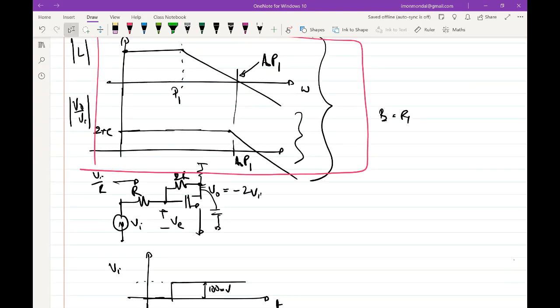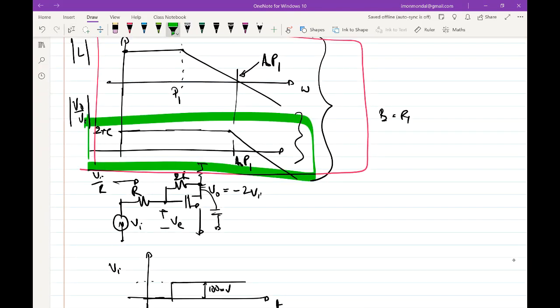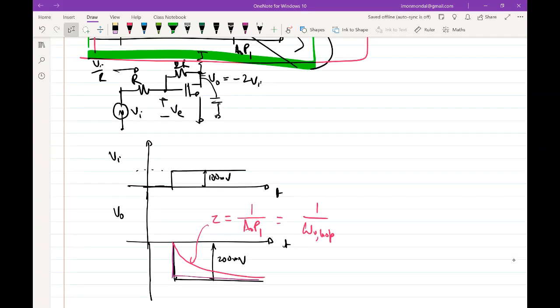So this is the response of your closed loop system. It has a pole at a certain location. That pole location happens to be the open loop UGB. And since I know in the case of a first order system, time constant and pole are reciprocals of each other, then I know that the way this circuit will settle when excited with a step, the settling time constant will be 1 over omega U loop, right? So multiple steps connected, but I hope you are comfortable with this now. Okay, fine.